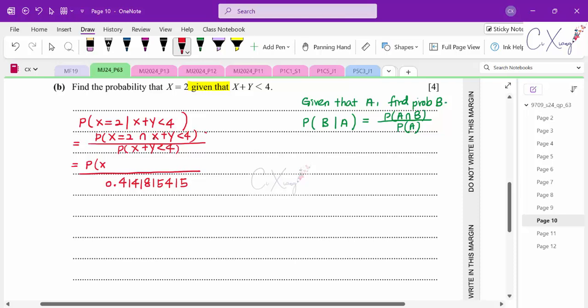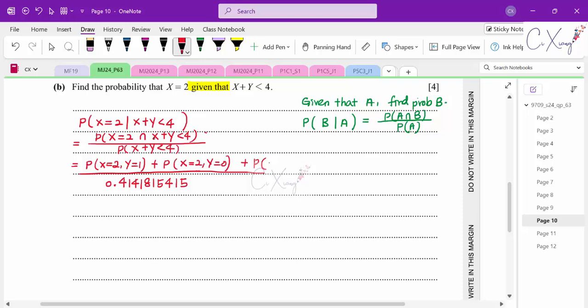That means there are two possible cases here. When x equals 2, y equals 1. So from here you get x plus y equals 3. What are the possible cases for this event, the intersection part here? I can also have x equals 2, then y equals 0. So 2 plus 0 is 2, which is also smaller than 4.